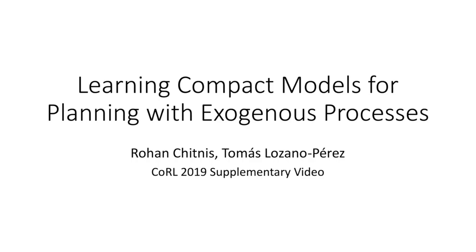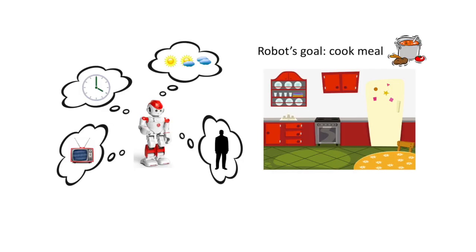Many aspects of the world around us are exogenous to us in the sense that they are not affected by the actions that we take. As humans, we're quite good at figuring out which of these aspects we need to reason about in order to perform a particular task. Consider this robot tasked with cooking a meal in a kitchen.